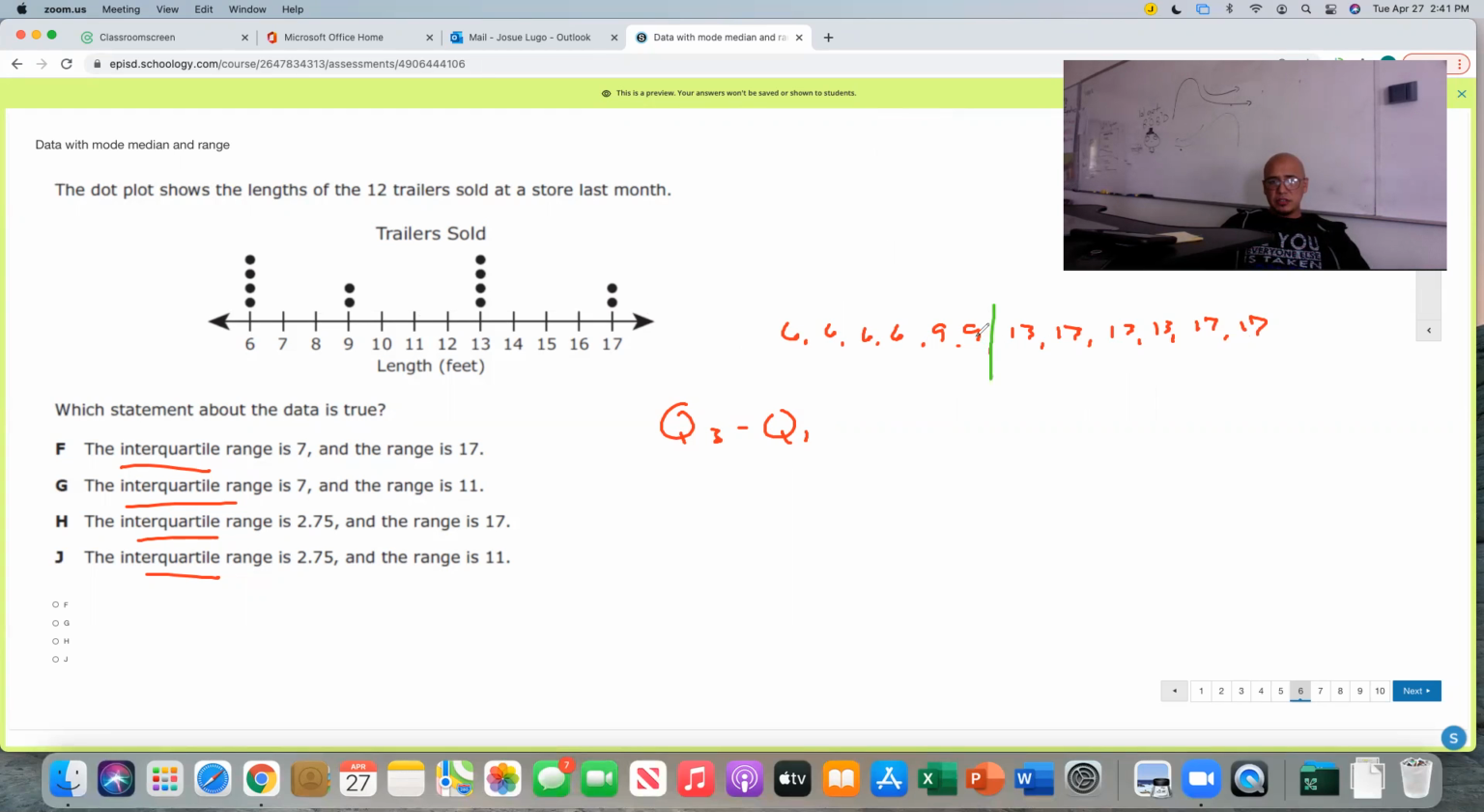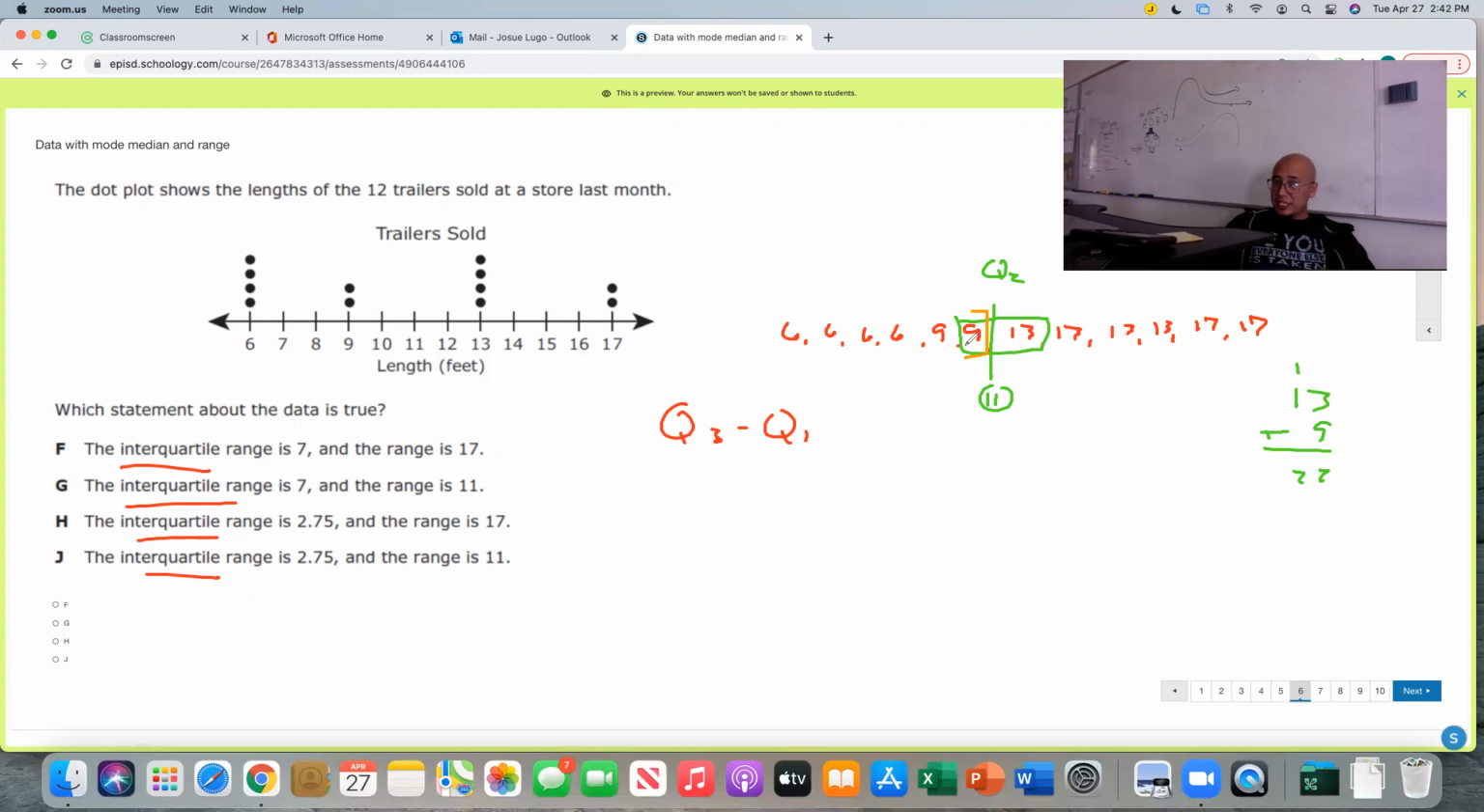So the median is going to be here. Notice there's 6 points to the left and 6 points to the right. There are 2 numbers in the middle. So when there are 2 numbers in the middle, remember that I have to add them together. So 13 plus 9 gives me 22, and then divide by 2. So that would be 11. 11 is my Q2.